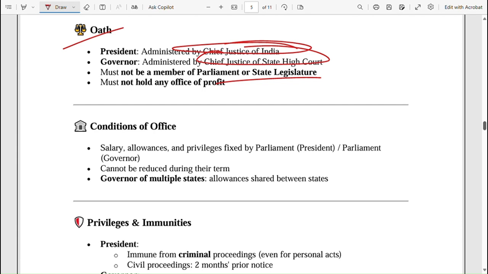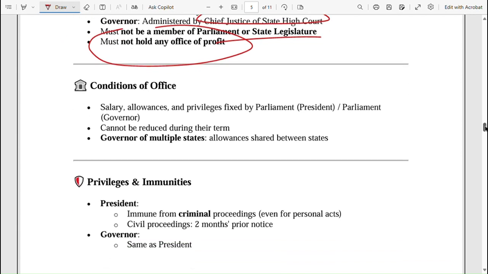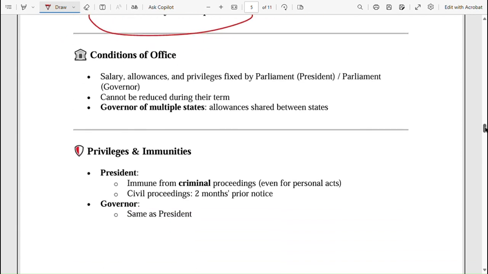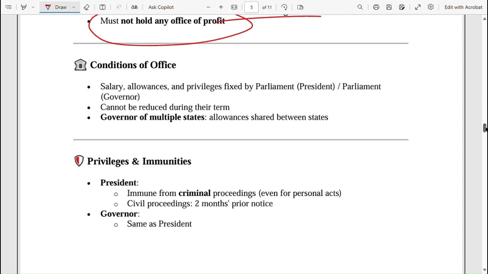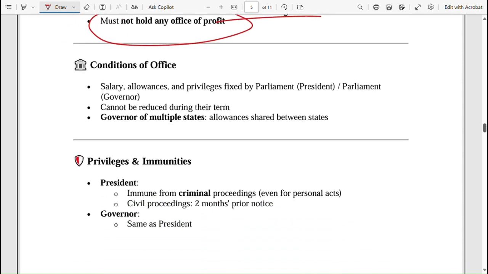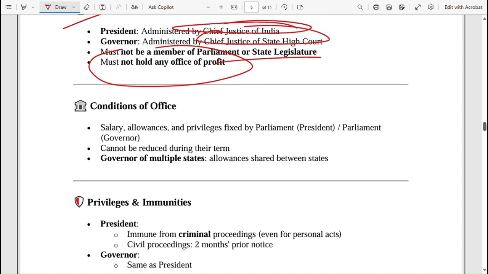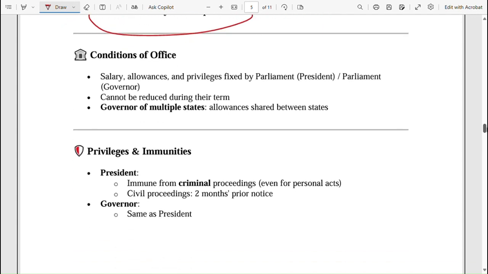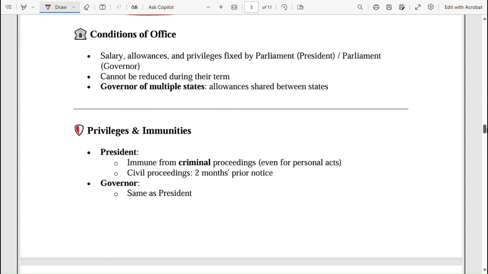So state legislature stands for governor. And also must not hold any office of profit. Like if he is earning income from the government or he holds any high post in a government, that will be terminated. So he cannot hold both. Either he should be a governor or a government servant, right?